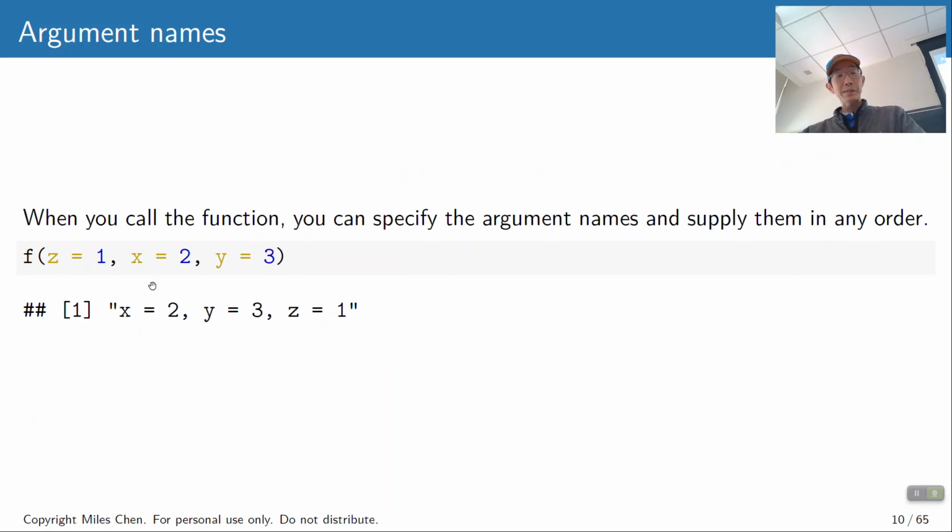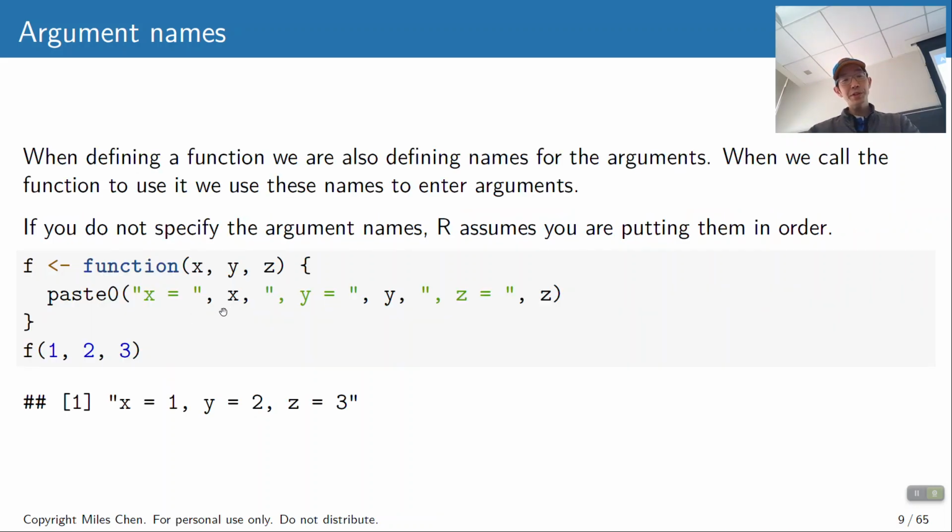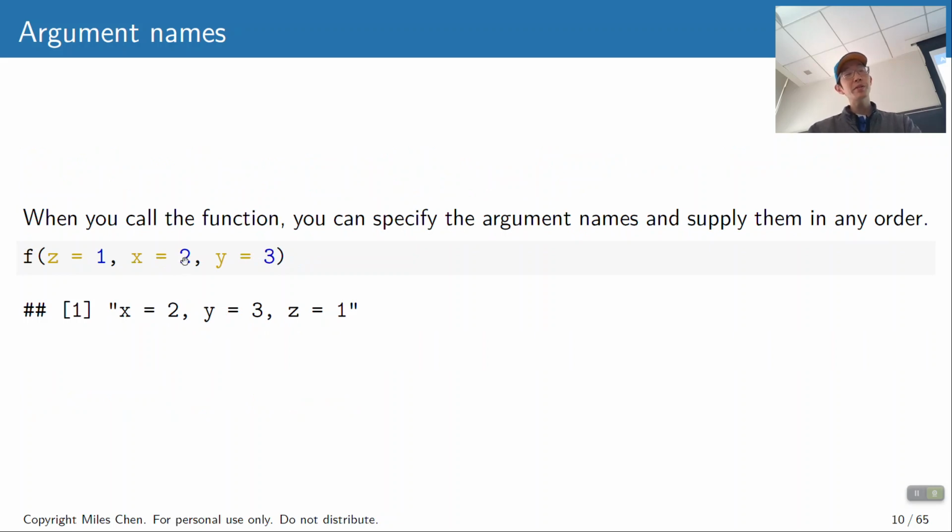All right, so when you call the function, you can specify the arguments, and I could say z equals 1, x equals 2, and y equals 3, and then it's going to go through the function and just match up and say, oh, x equals 2, so that's going to go into position x, and so on and so forth, and then we get this thing that basically says exactly what we're going to do. Okay.